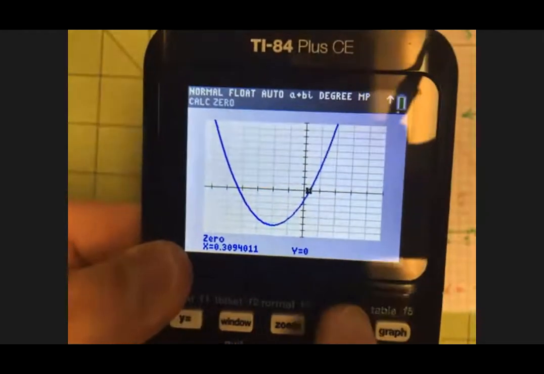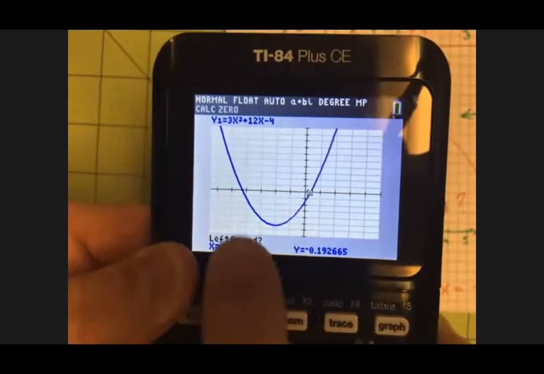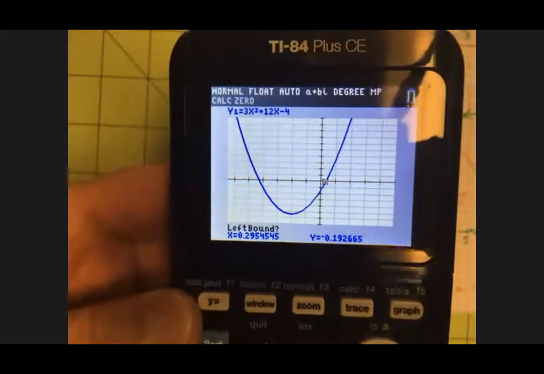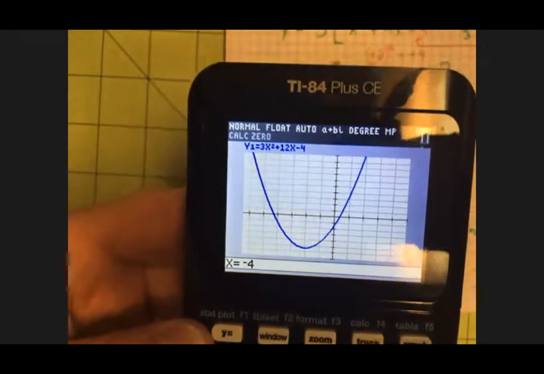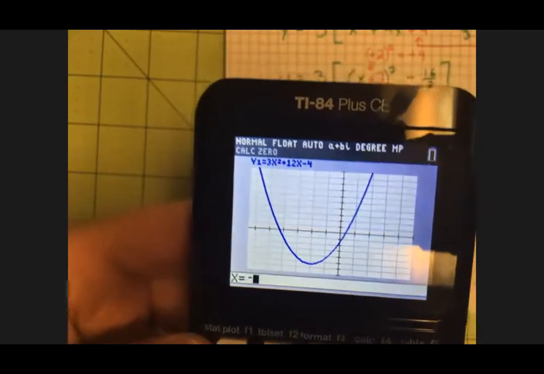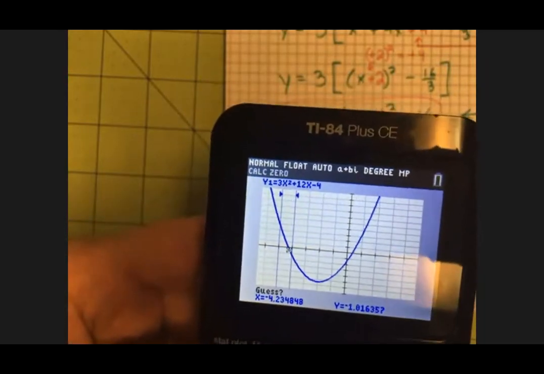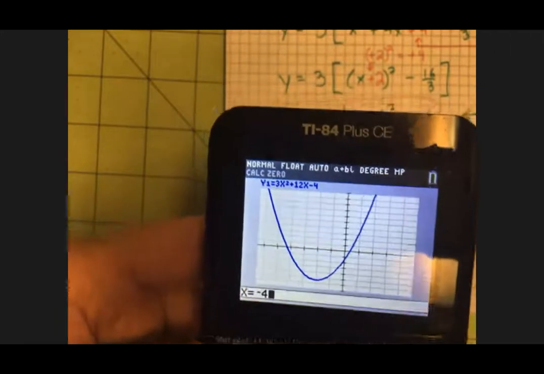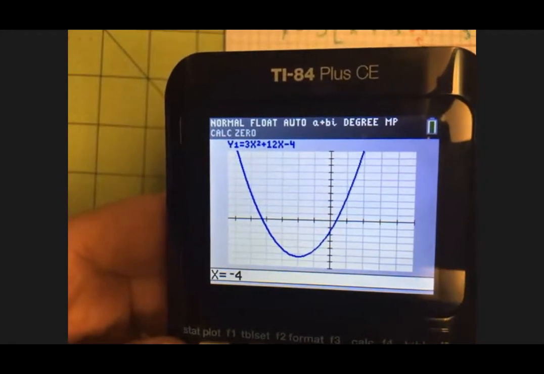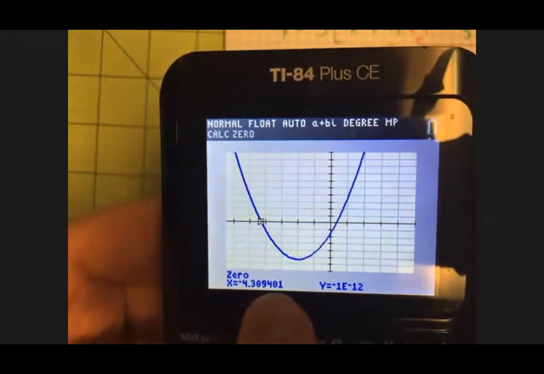If I said calculate, root, solution, and I'll check between -5 and -4. Again, the calculator says, can you give me a hint? Why don't I just say -4? That's a terrible hint, but the calculator will still find the crossing place. -4.309.